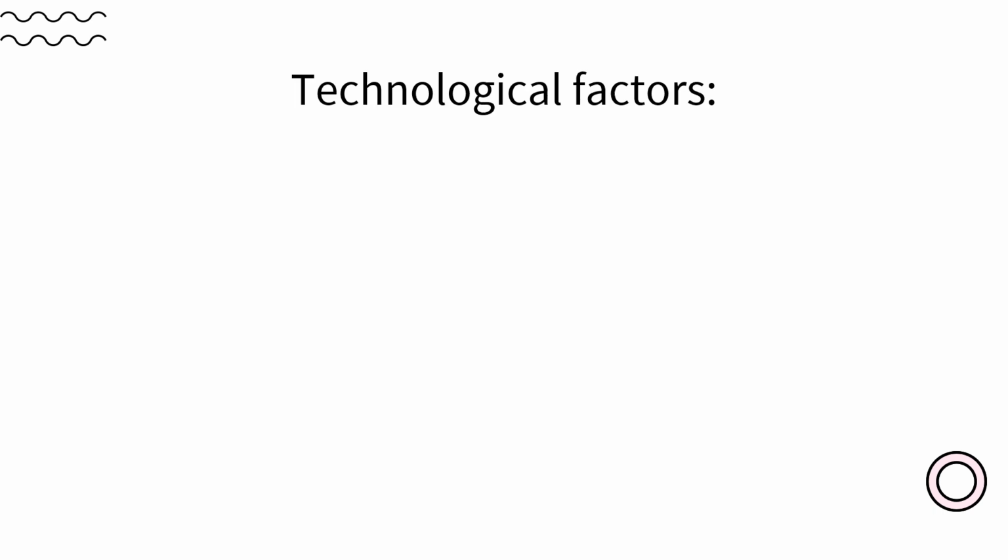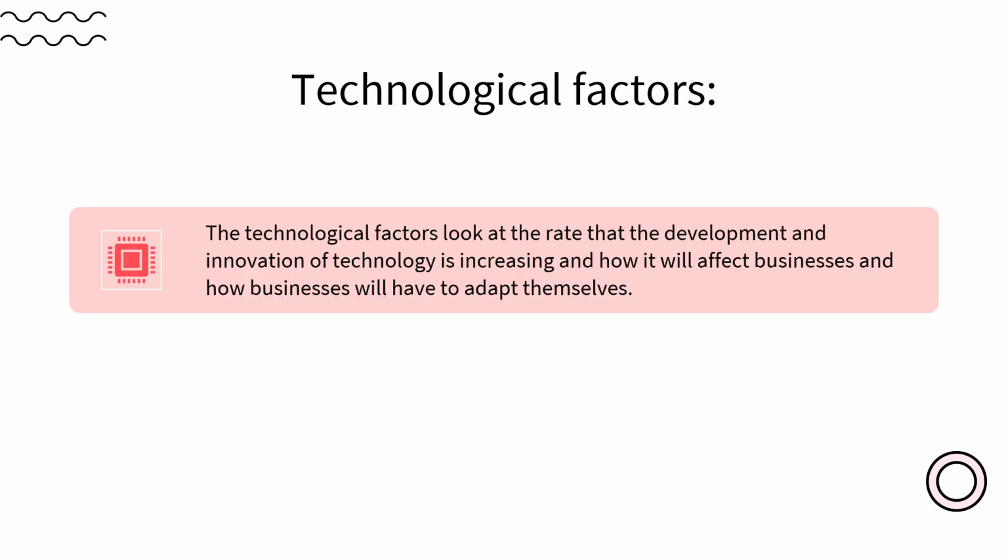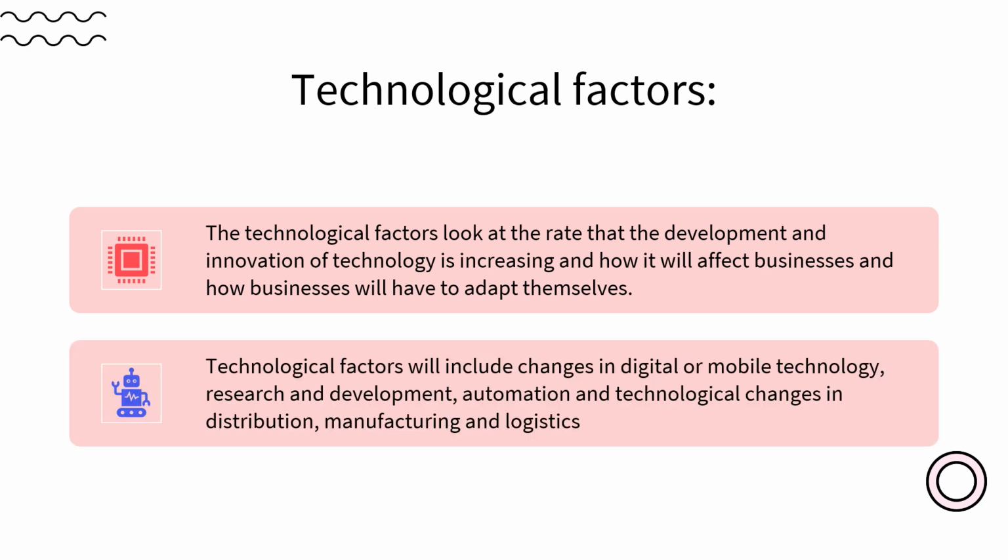Technological factors. The technological factors look at the rate that the development and innovation of technology is increasing and how that's going to affect businesses and how a business will have to adapt themselves to the change in technology. So technological factors will include any changes in digital or mobile technology, research and development, automation and technological changes in distribution, manufacturing and logistics.